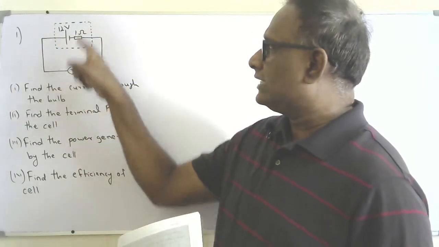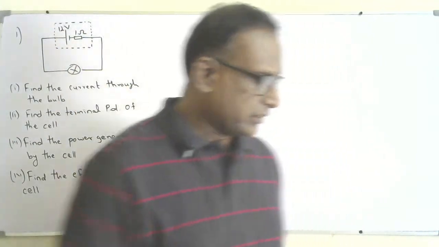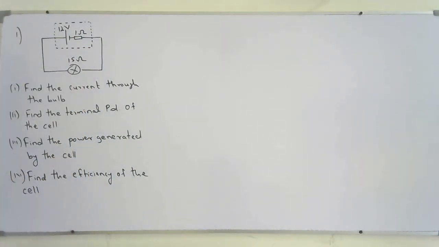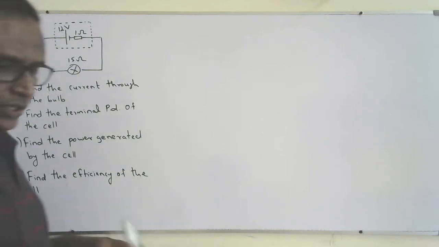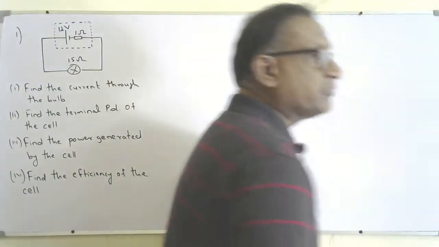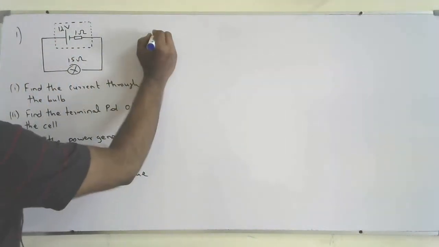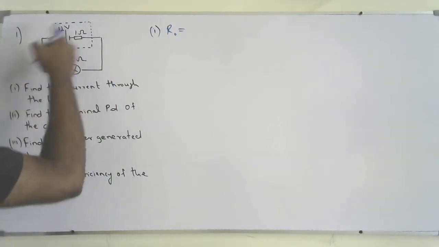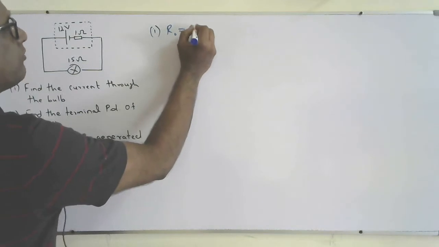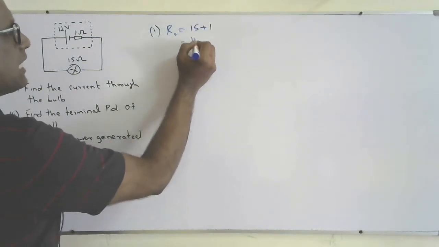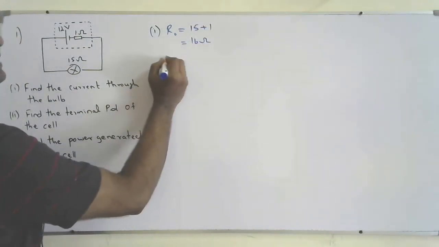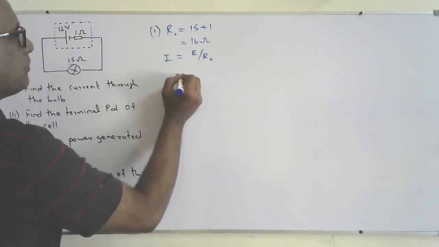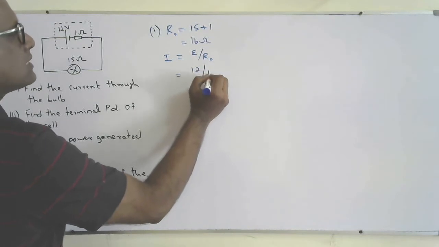This is a real cell connected to a bulb. The resistance of the bulb is 15 ohms. So first part, find the current through the bulb. To find the current through the bulb, we should find the total resistance of the circuit. So I can say R0, they are in series, no junction, no branches. So R0 will be 15 plus 1, that is 16 ohms.